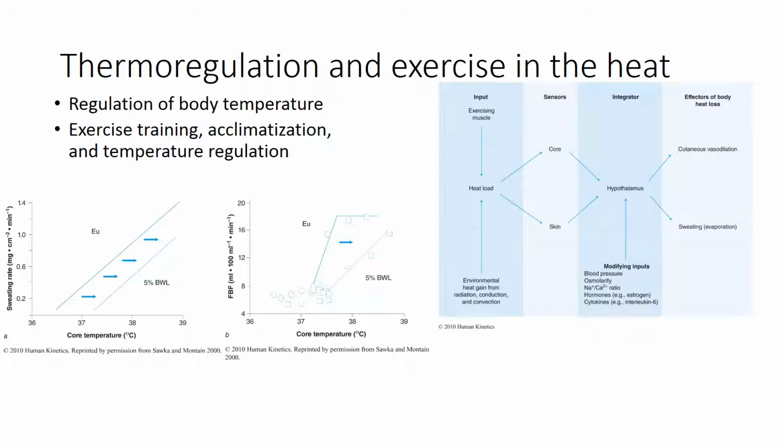This is then integrated by the hypothalamus, looking at things like our blood pressure, our osmolarity, how much sodium and calcium we have in us, and what's going on with our hormonal levels. Notice the first hormone it brings up is estrogen. Why would estrogen, obviously being a hormone, have an effect on our fluid balance?